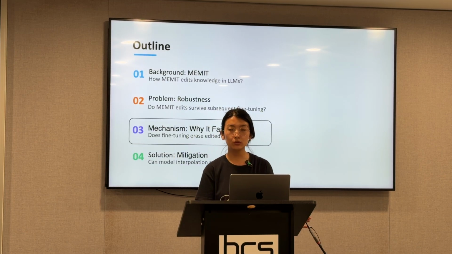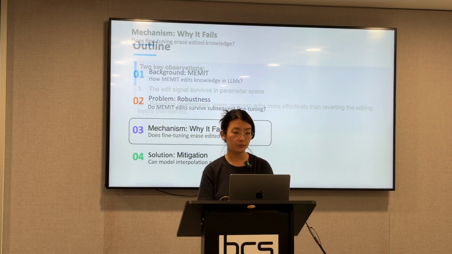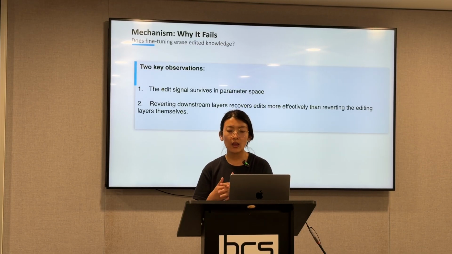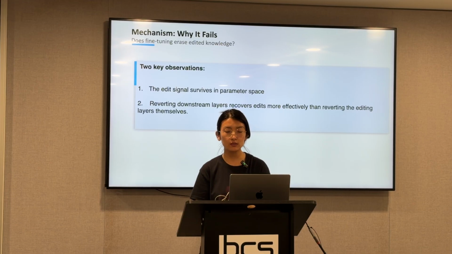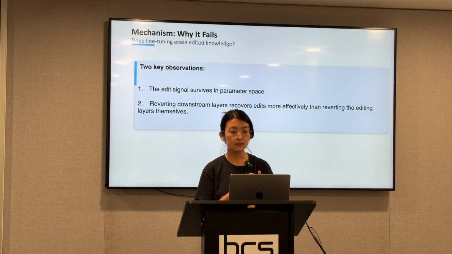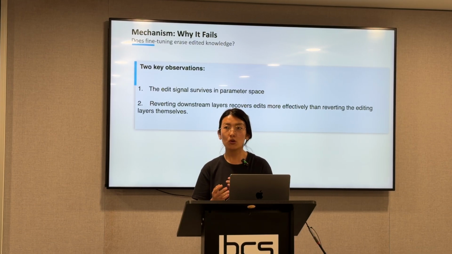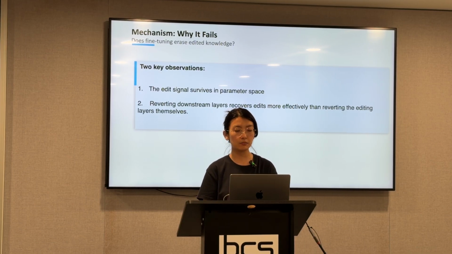Next, we want to discuss: does fine-tuning indeed erase edited knowledge, and how does it do that? For this question, we have two key observations which narrow down where these failures actually live. The first is that the edit signal survives in parameter space, and the second is that reverting downstream layers recovers edits more effectively than reverting the editing layers themselves.